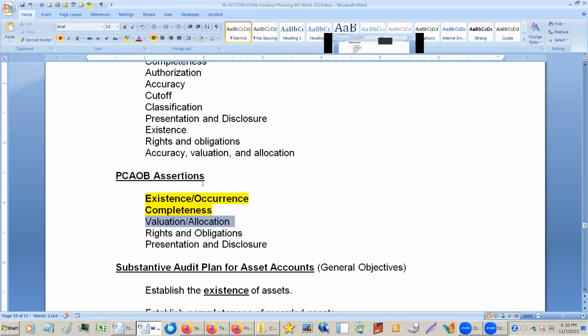Valuation and allocation: how they value something. How do you put a value on a sale or on a piece of equipment or a copyright or whatever it is? Rights and obligations. This one can be a little bit tricky.